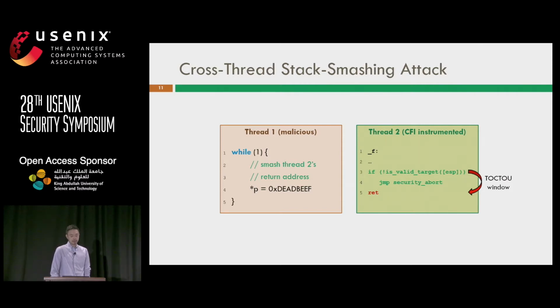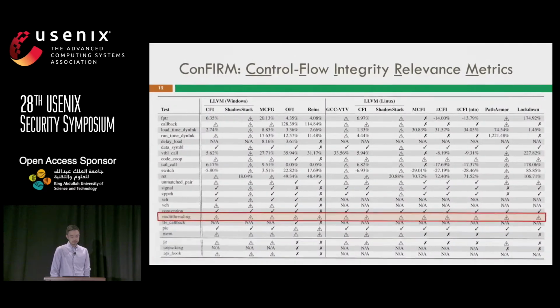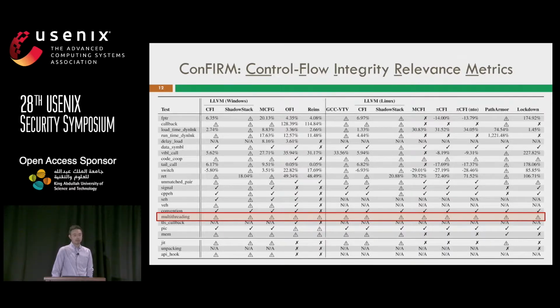So here, thread 2 is being protected by some CFI solution, and the hijacker thread 1 tries to overwrite the return address of thread 2 to some dangerous address in an infinite loop. It's just waiting for the right moment to exploit this TOCTOU window. And we found out that using this, we can break every CFI sandbox we tested. We're not aware of any way to fix this problem except by introducing huge performance overhead, maybe a randomized safe stack, but the performance of that is like 1,000% or something.